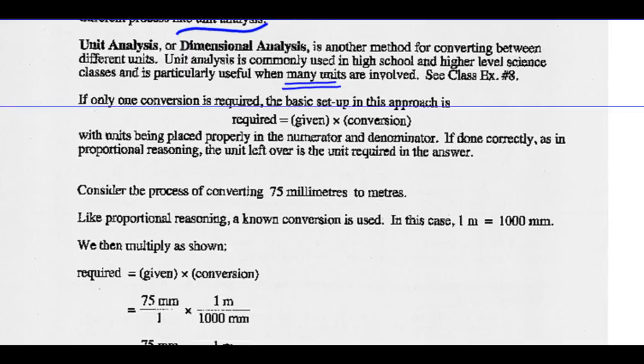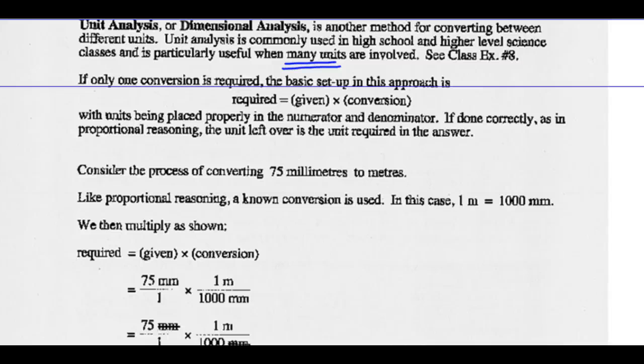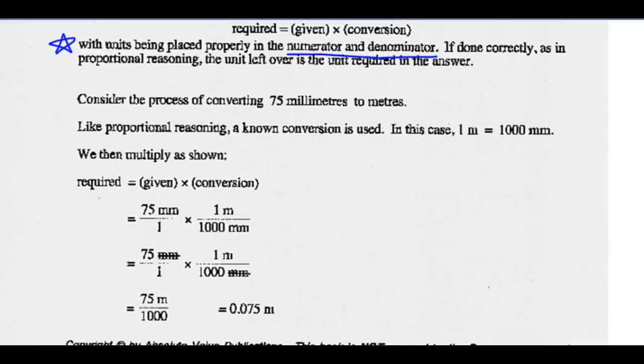If only one conversion is required, the basic setup is this approach. Required equals given times conversion, with units being placed properly in the numerator and denominator. Huge statement. Units placed appropriately in the numerator and denominator. If done correctly, the units left over will be the required unit in the answer. So consider the process of converting 75 millimeters to meters. Like proportional reasoning, a known conversion is used. 1 meter is 1,000 millimeters.